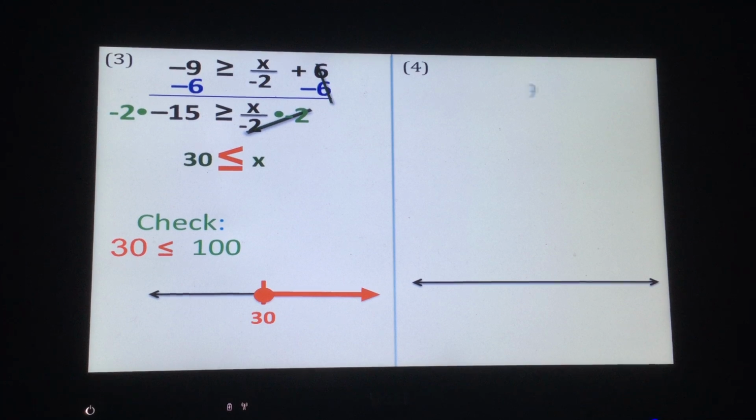All right. Okay, let's take a look at the next one. Number 4 is -4x minus 11 is less than or equal to 9. I want you guys to go ahead and try this one on your own. The question is going to pop up in a second. So go ahead.